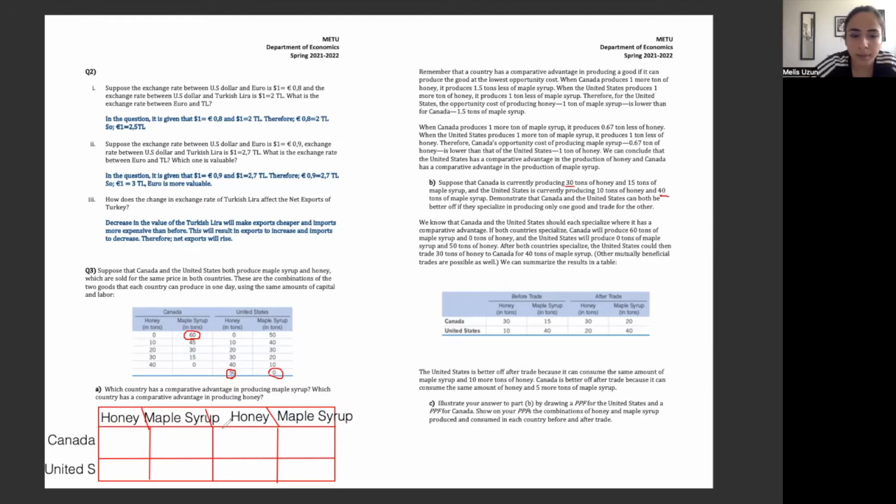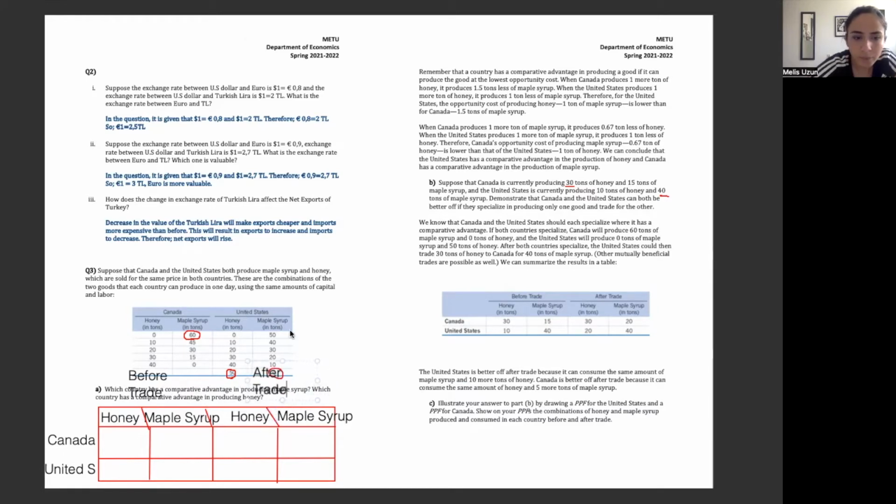I draw a table here to make it more clear. So this is before trade. I forgot to write that. Before trade. I hope it is clear. This part is before trade and this part is after trade.